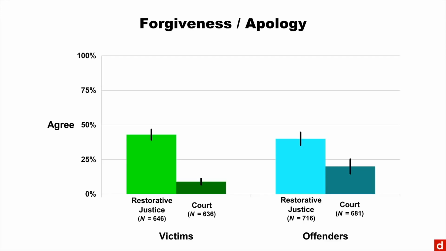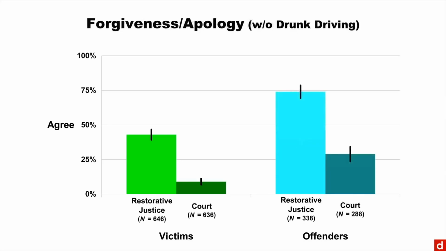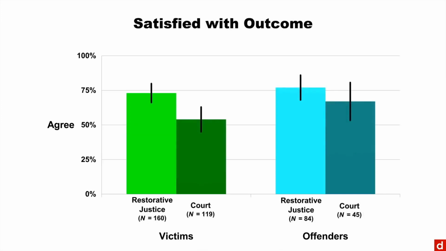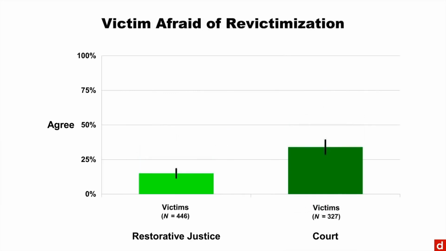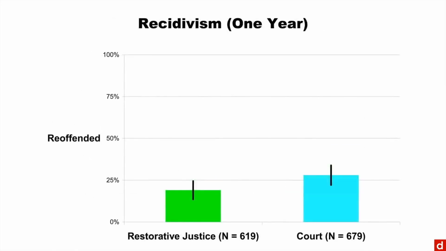Now, it also turns out that I need to qualify this a little bit because a bunch of the studies included drunk driving with no injuries or accidents. When we take them out, we see a huge change. And then we can go to whether a person's satisfied with the outcome. Again, we see an advantage for restorative justice. Whether the victim is still upset about the crime, now the bars are a little different. And whether they're afraid of re-victimization, that's over a 2-to-1 difference. And then finally, recidivism for offenders, or reoffending. And you see a big difference there.